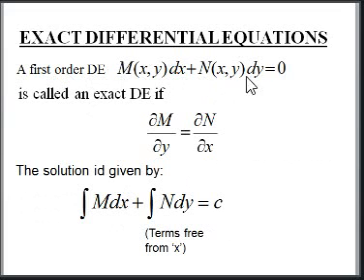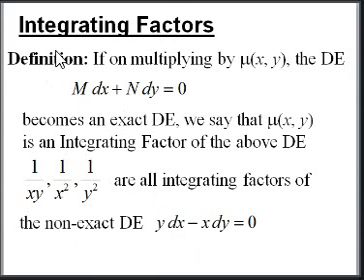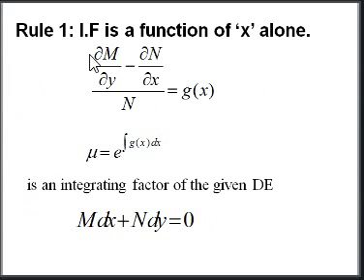Exact differential equation. A first order differential equation M dx + N dy = 0 is called an exact differential equation if ∂M/∂y = ∂N/∂x. The solution is given by the integral of M dx plus the integral of the terms of N free from x dy is equal to c. A constant term example: the solution is xy plus 2 ln y equal to c. Integrating factors. Definition: if on multiplying by μ(x, y), the equation M dx + N dy = 0 becomes an exact differential equation, we call μ an integrating factor.